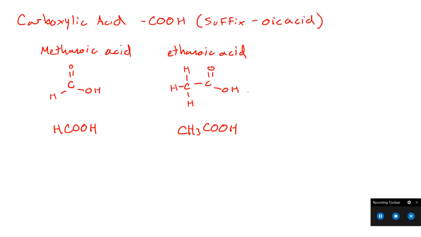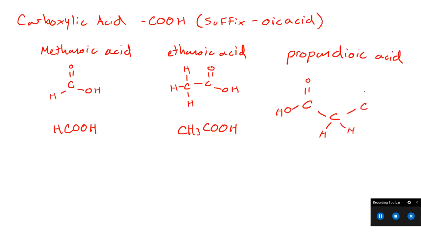Now we can also have examples, for instance propanedioic acid. Because the carboxylic acids have to be on the end of the chain, we have to start with one, COOH, C. Let me do this in the proper orientation here. CH2 and COOH.